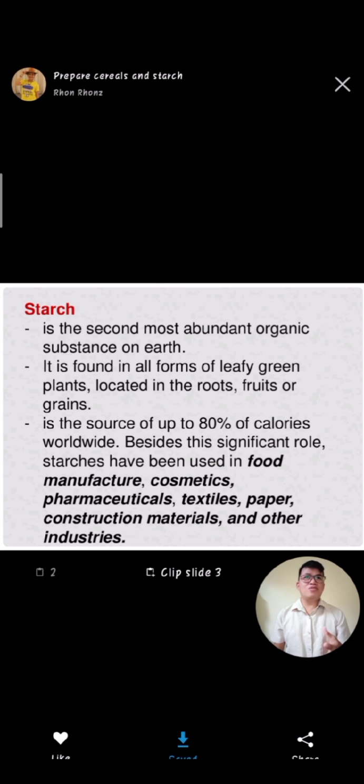If we observe, there are so many people planting sources of starch here in our country. So we have what we mentioned earlier: green plants, or those located in roots, fruits, or grains.